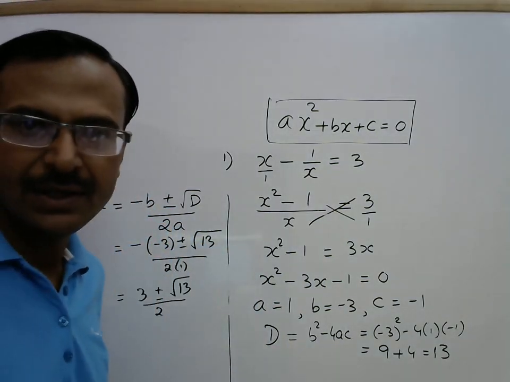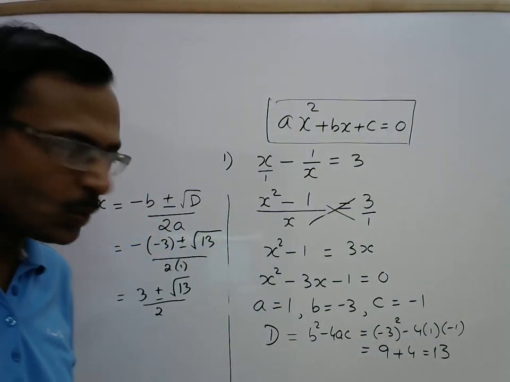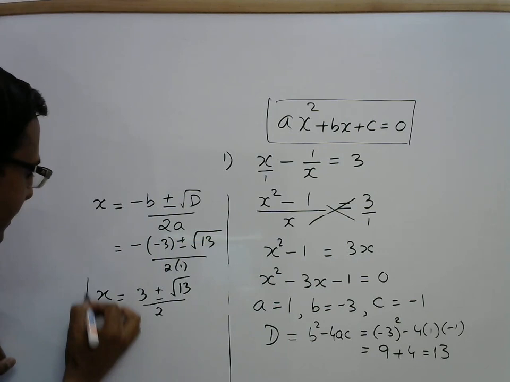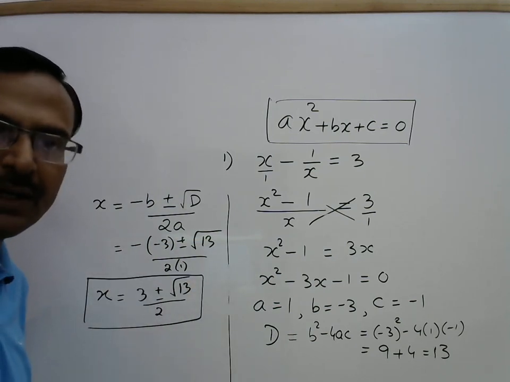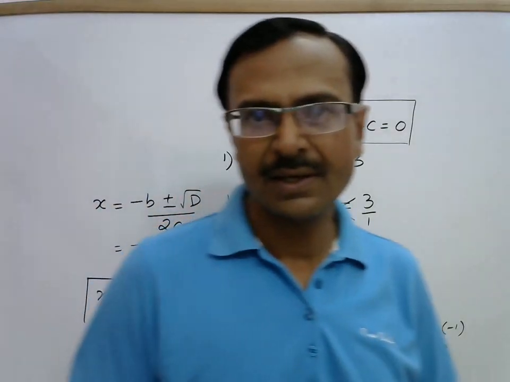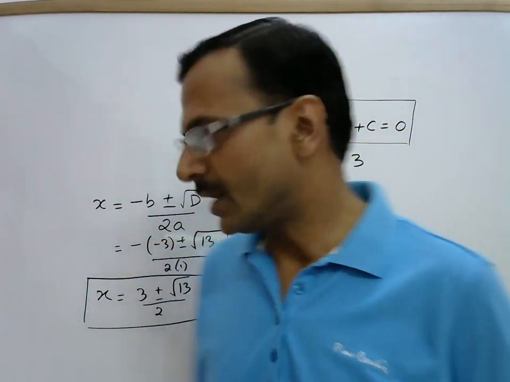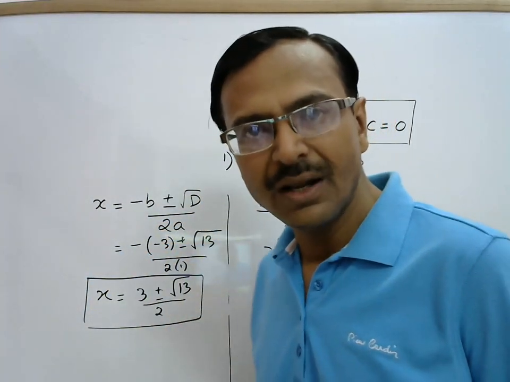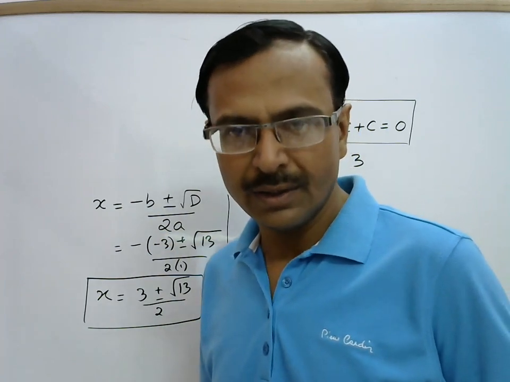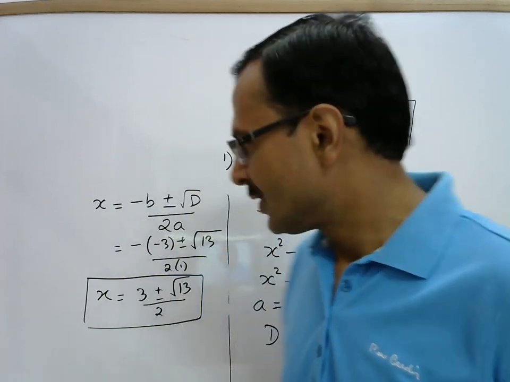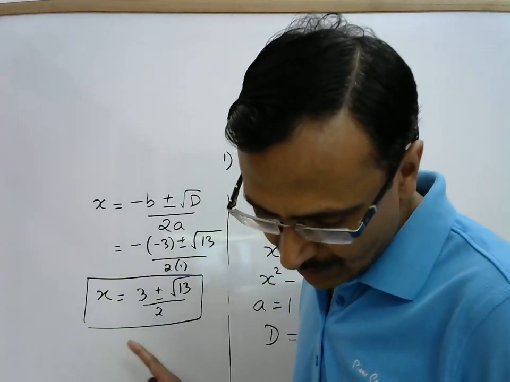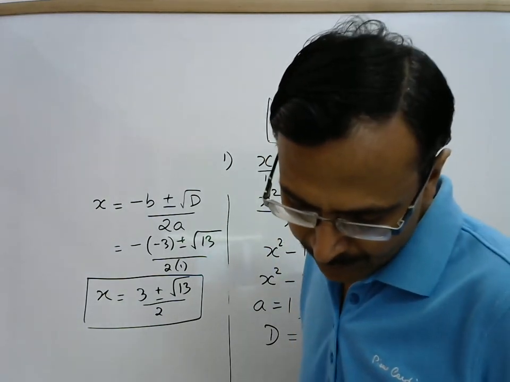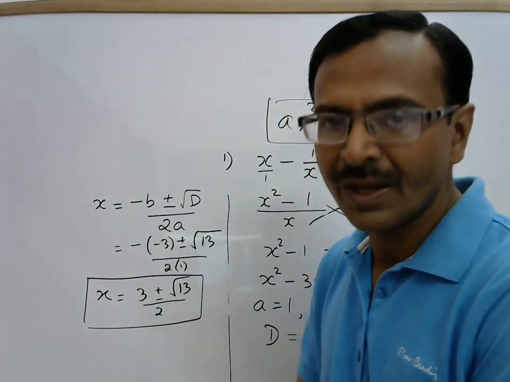So we have two answers here, because every quadratic equation has two answers. The value of x is 3 plus minus under root 13 by 2, and this cannot be factorized further because under root 13 is irrational and non-factorizable further. So the answer for the question is x is equal to 3 plus minus under root 13 upon 2.